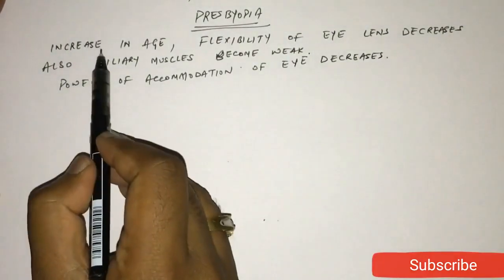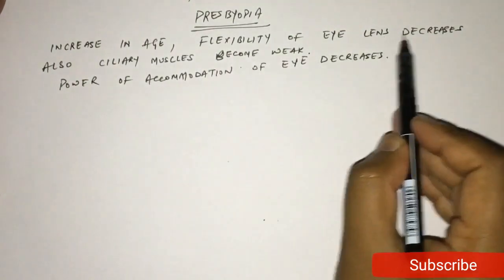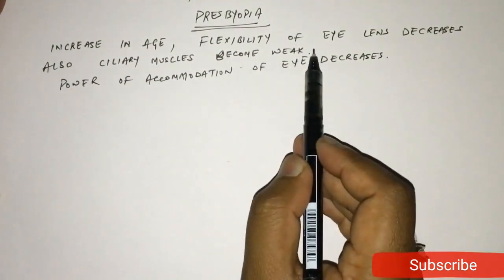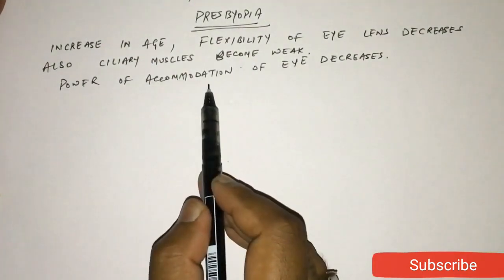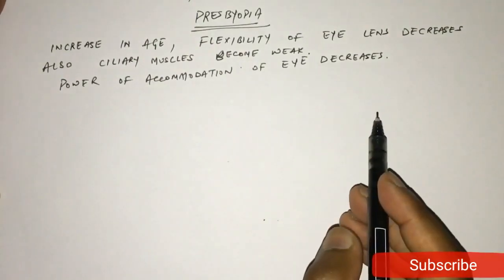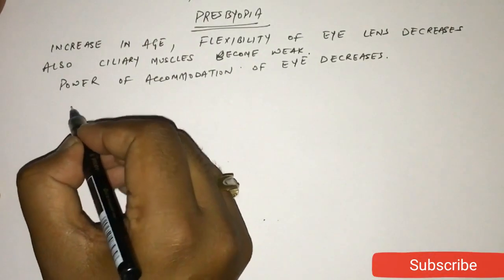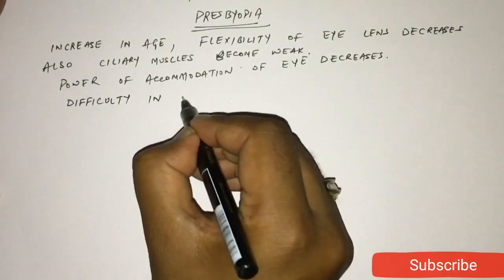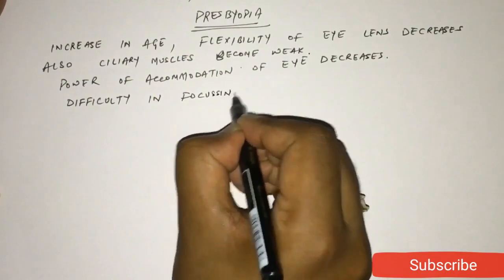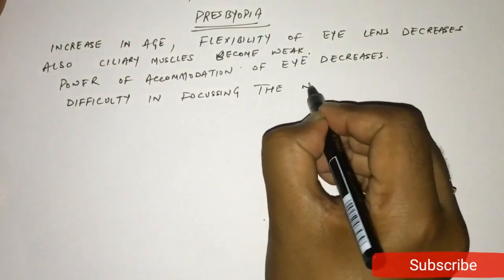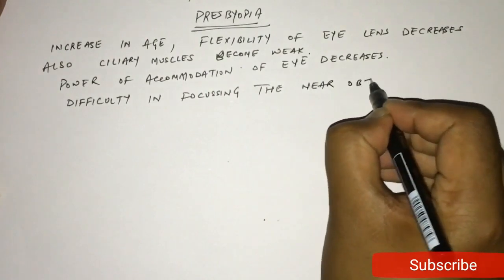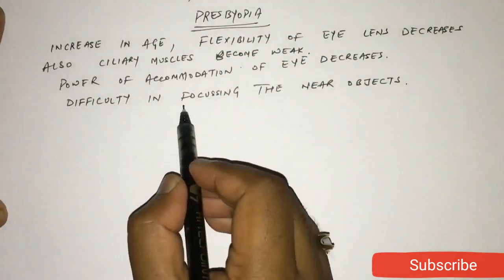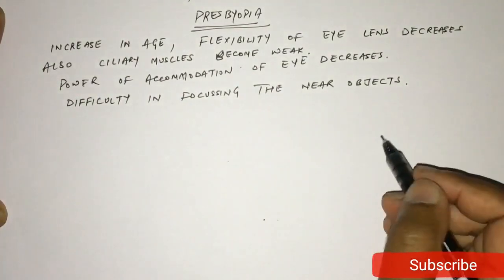With increase in age, the flexibility of eyelids decreases. Also, the ciliary muscles become weak. Therefore, the power of accommodation of the eye decreases. So the people find difficulty in focusing the near objects. The person in old age finds difficulty in focusing the near objects clearly.